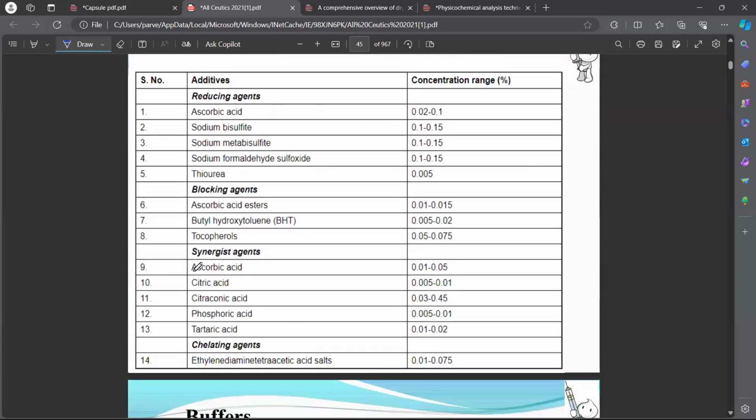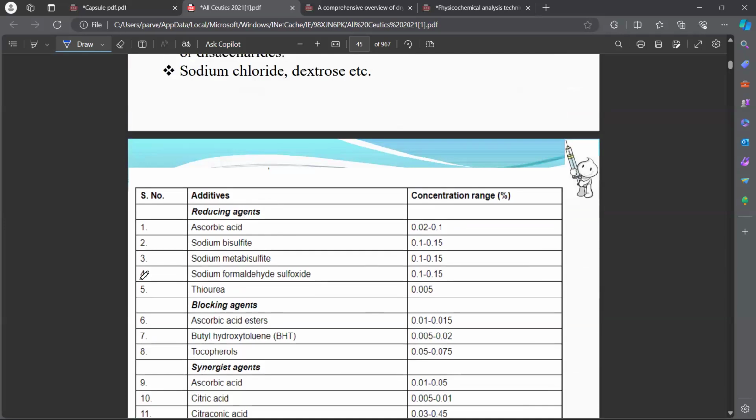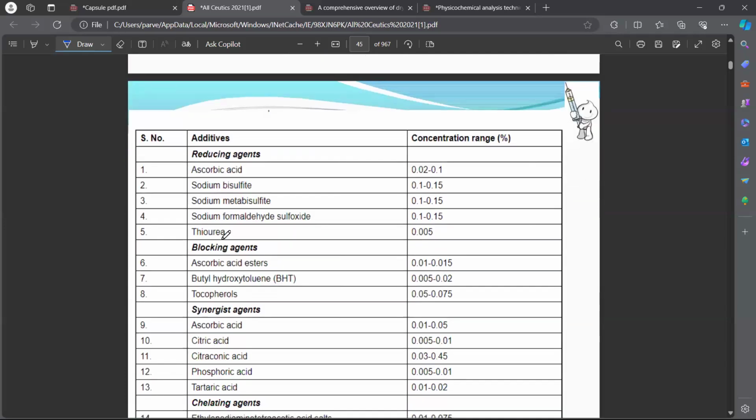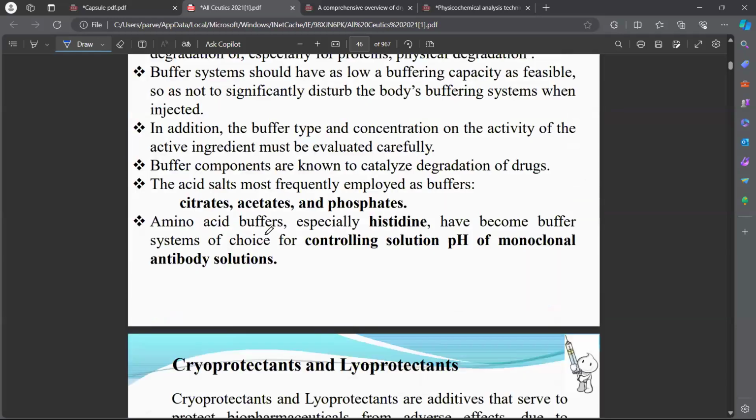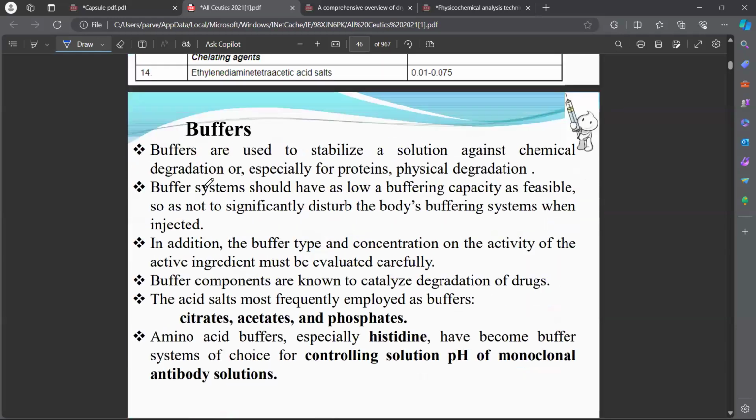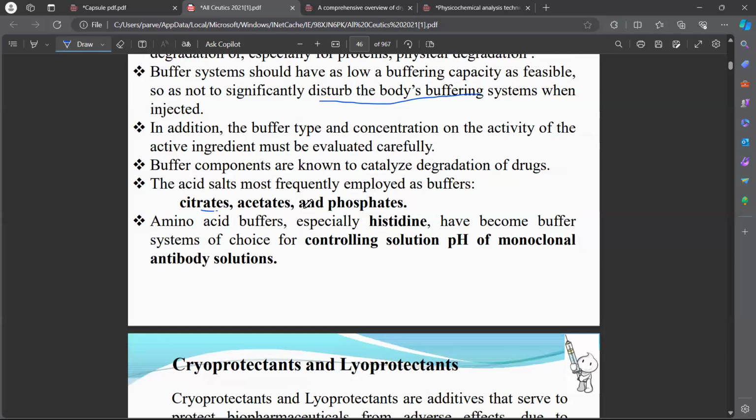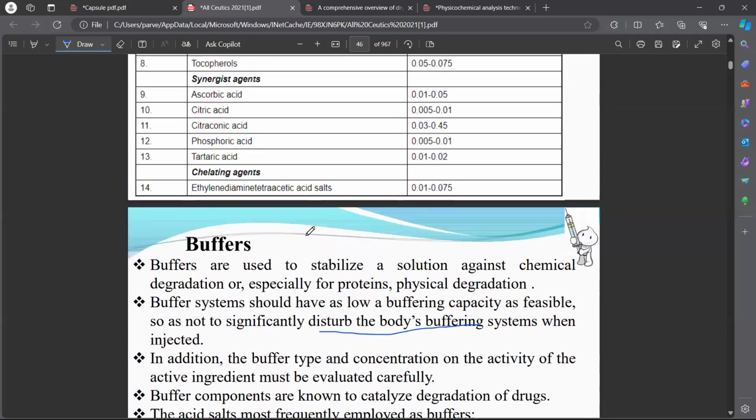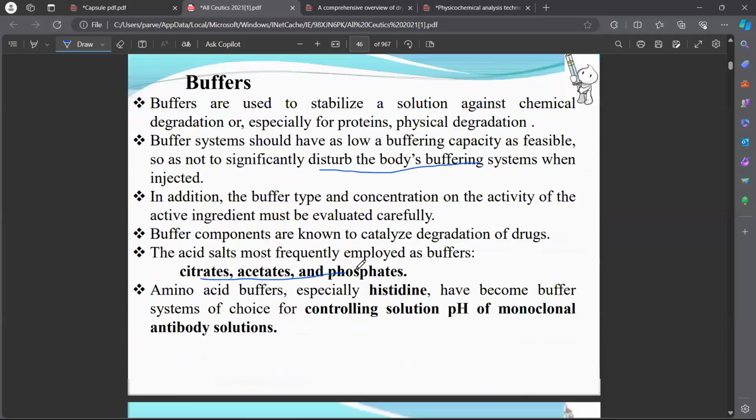Great guys. So as I mentioned, these are the different additives which are used as antioxidants. Next, buffers. A buffer is something which is able to resist the change in pH. A buffer system should have low buffering capacity and should not disturb the body's buffering. The most widely used are citrates, acetates, and phosphates. Provide me an example of an amino acid which has the inherent property of buffering capacity. Histidine. Great guys.